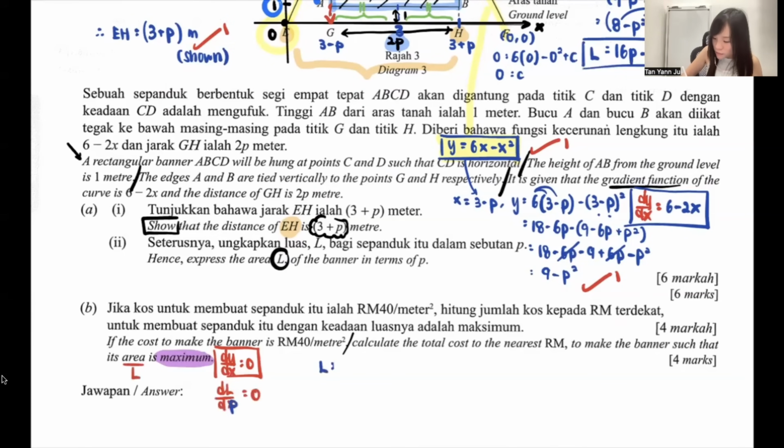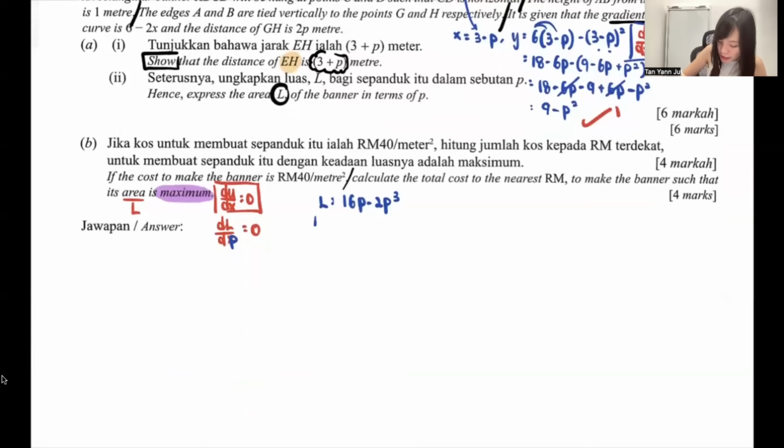So what can you do? You can differentiate the L equation. Okay, let me differentiate it. So dL/dP: 1 times 16, 16, power minus 1, no more P. 3 times negative 2, negative 6, power minus 1, P squared. Now that's my dL/dP. And dL/dP, they say equals 0.